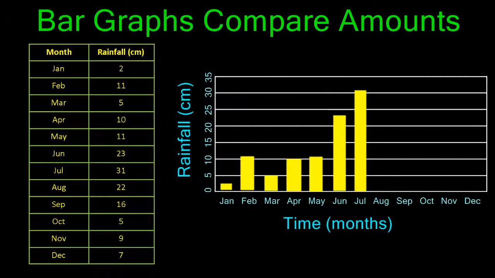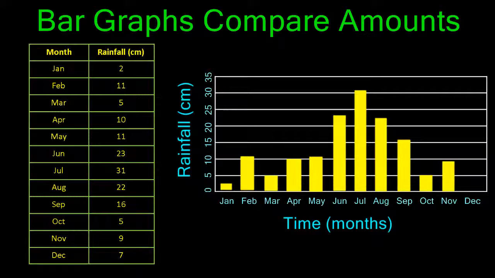For August, we have 22 centimeters. The bar will extend just above that 20 centimeter line. For September, we need to draw a bar that has 16 centimeters. There we go, just above that 15 centimeter line. For October, we're down to 5 centimeters of rain. Short little bar going up to the 5 centimeter line. For November, we have 9 centimeters, and December, 7 centimeters.